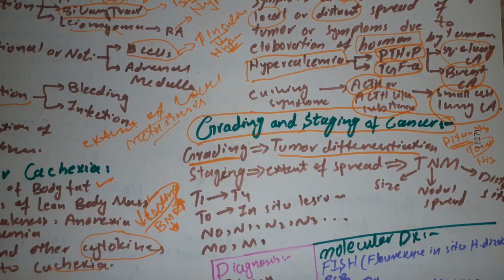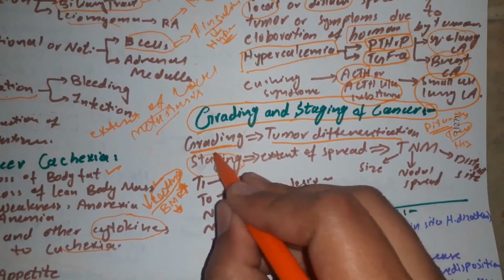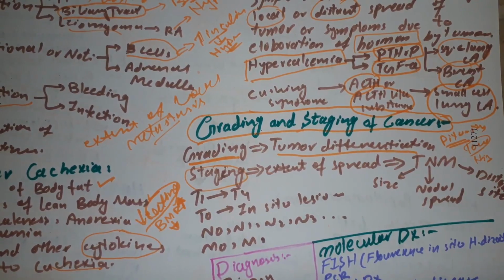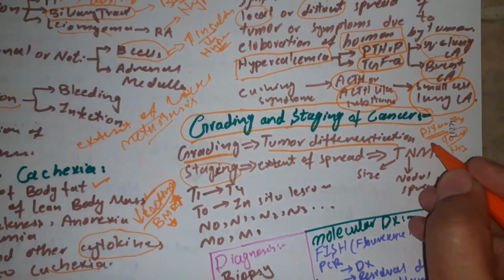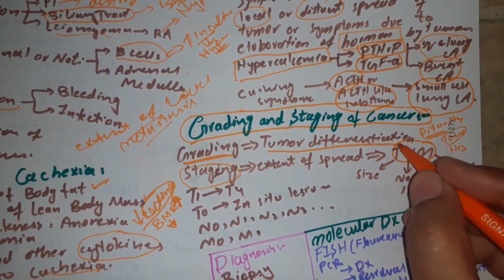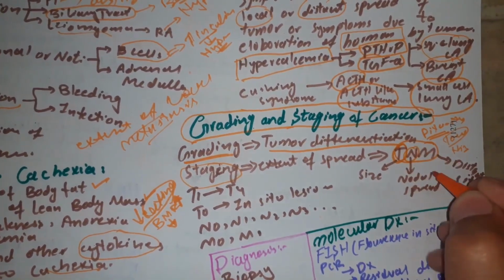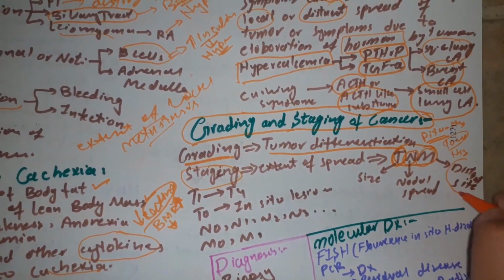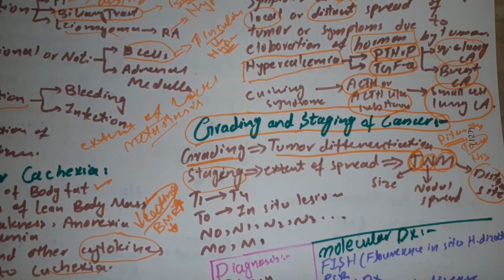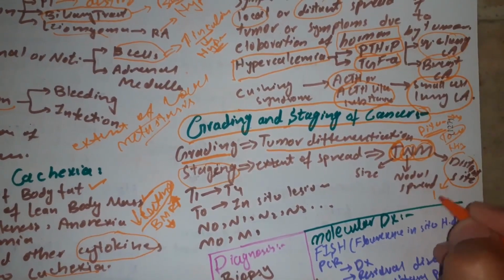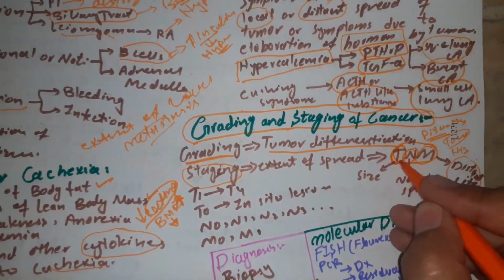So next we move on toward staging, and this staging is basically extent of spread of tumor, how much tumor has spread or increased in its own size. For staging, most commonly the TNM staging system is used. T here stands for the size of tumor, N stands for nodal metastasis, and M stands for distant metastasis by hematogenous or lymphatic spread, mainly hematogenous spread here. So TNM is basically size of tumor.